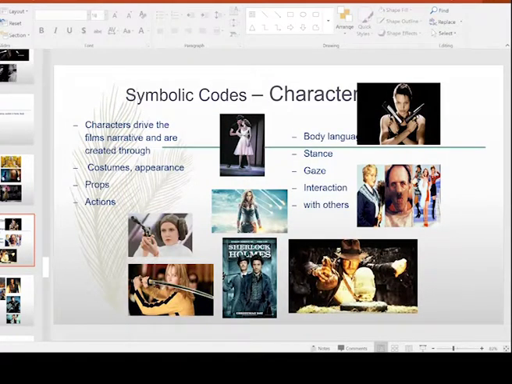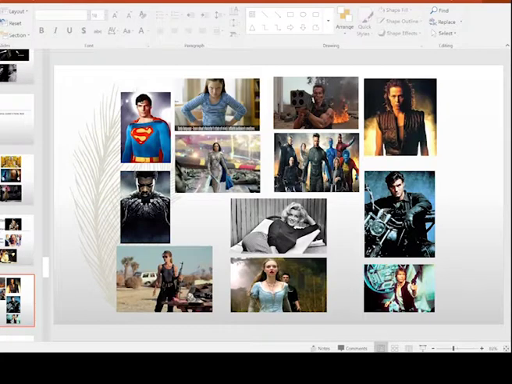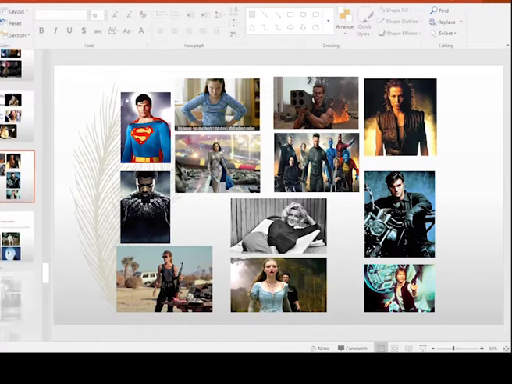Characters as well. Characters are the main part of the narrative. So look at their body language, look at their costumes, look at the props they carry, look at how they interact with each other, how they stand, what their gaze is like. Do they stand very dominant and aggressive?